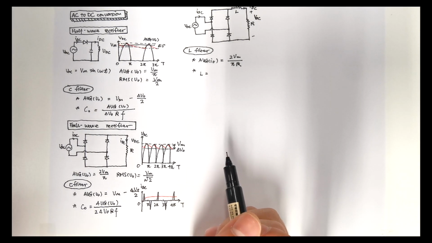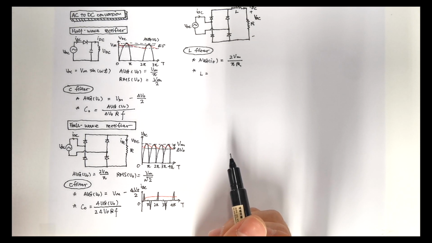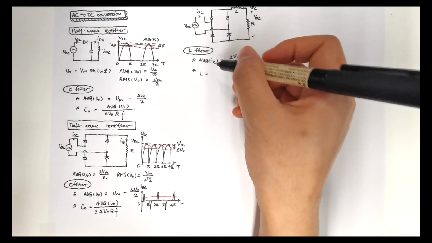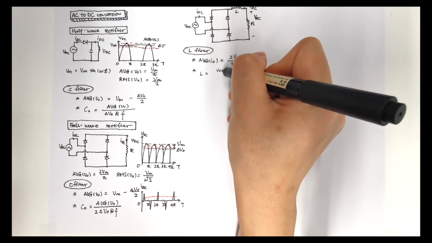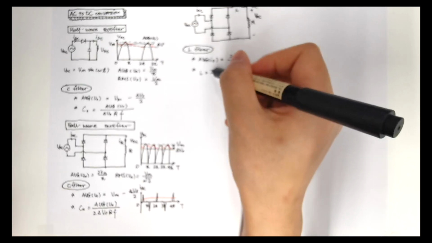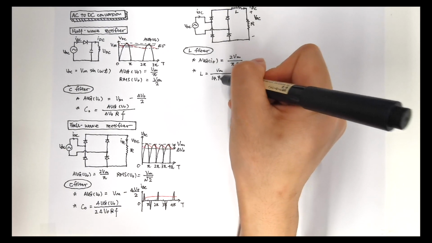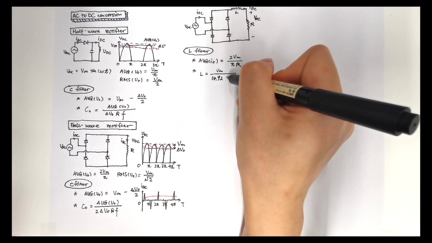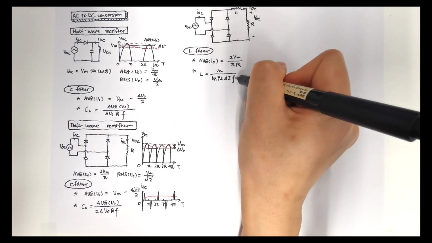When we put an inductor on, our average output current is 2 Vm divided by pi times R, and the inductance is calculated using current ripple. The detailed derivation process will not be discussed here, but I will let you know the inductance is Vm divided by 14.92 times delta I times F.